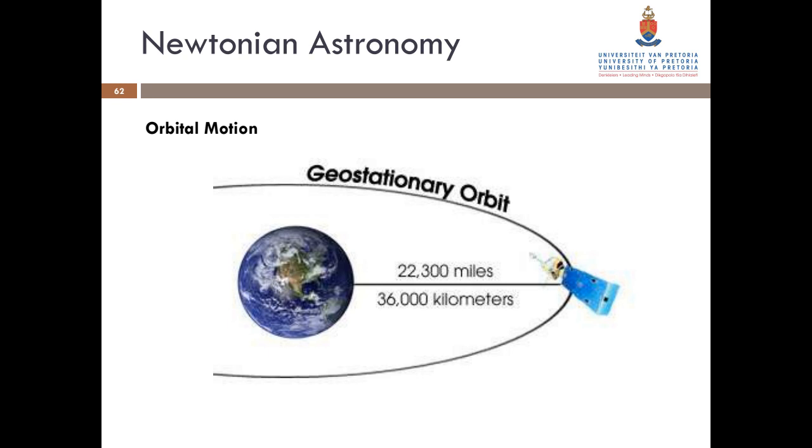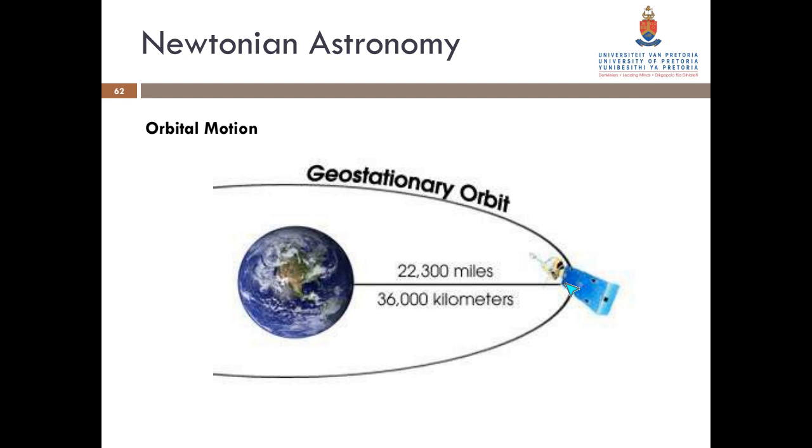In a geosynchronous orbit, you place your satellite very far from Earth. The speed at which your satellite orbits around Earth is the exact same speed at which Earth rotates around its own axis. And this is roughly 36,000 kilometers above Earth.